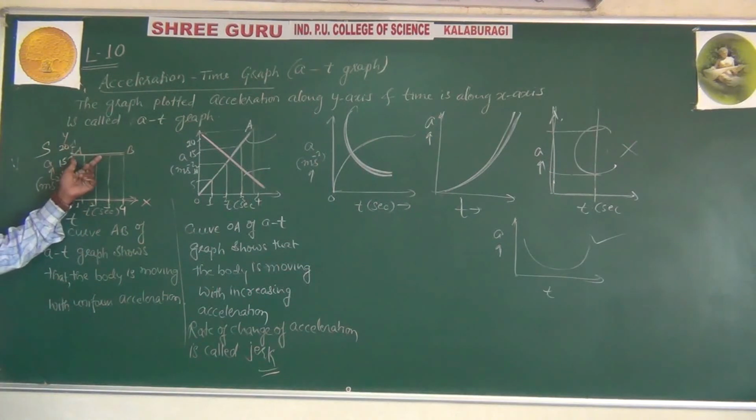But this curve, in the case of a position-time graph, means the body is at rest. The body is not moving. The body is at rest.